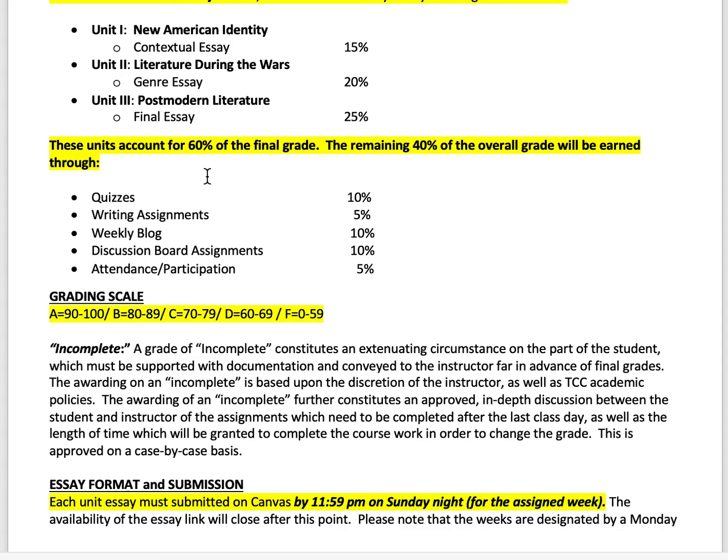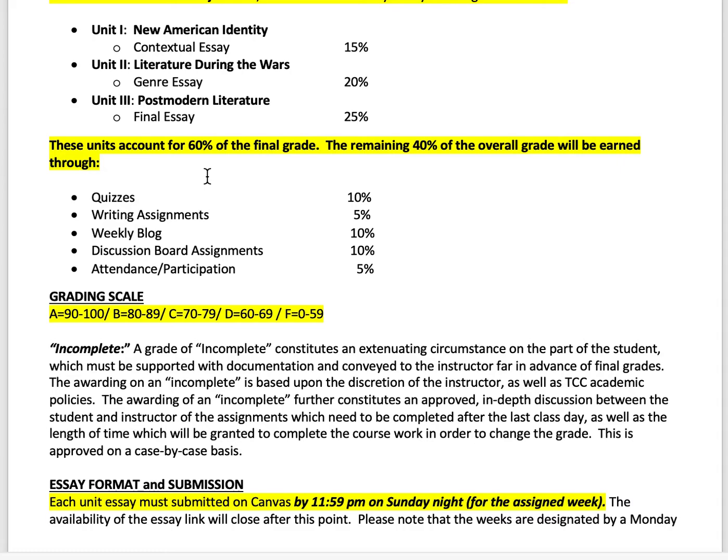And then we have, that's the modernist movement essentially, and then we have the postmodern movement, which is post-World War II up through where we are now. So there's 3 essays. First is 15%, second is 20%, and third is 25%. And then that's 60% of your grade.